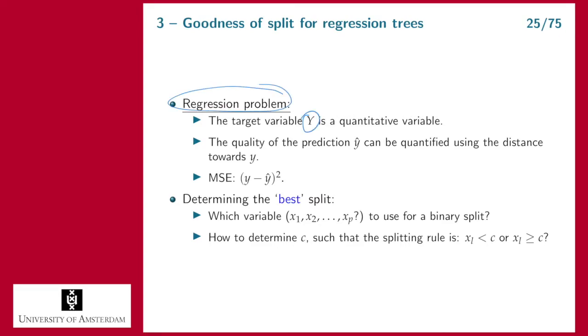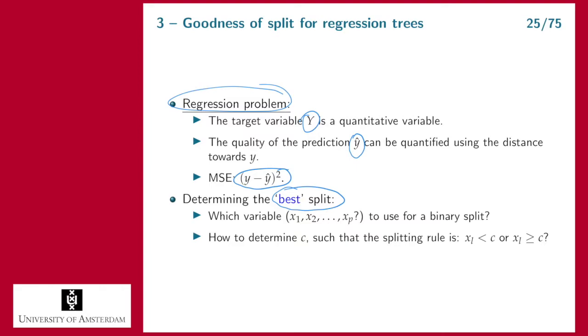So the target variable y is a quantitative variable. Then if we have a prediction y hat, we use the squared difference, (y minus y hat) squared, to quantify the goodness of our prediction. And the question is, what is the best split?